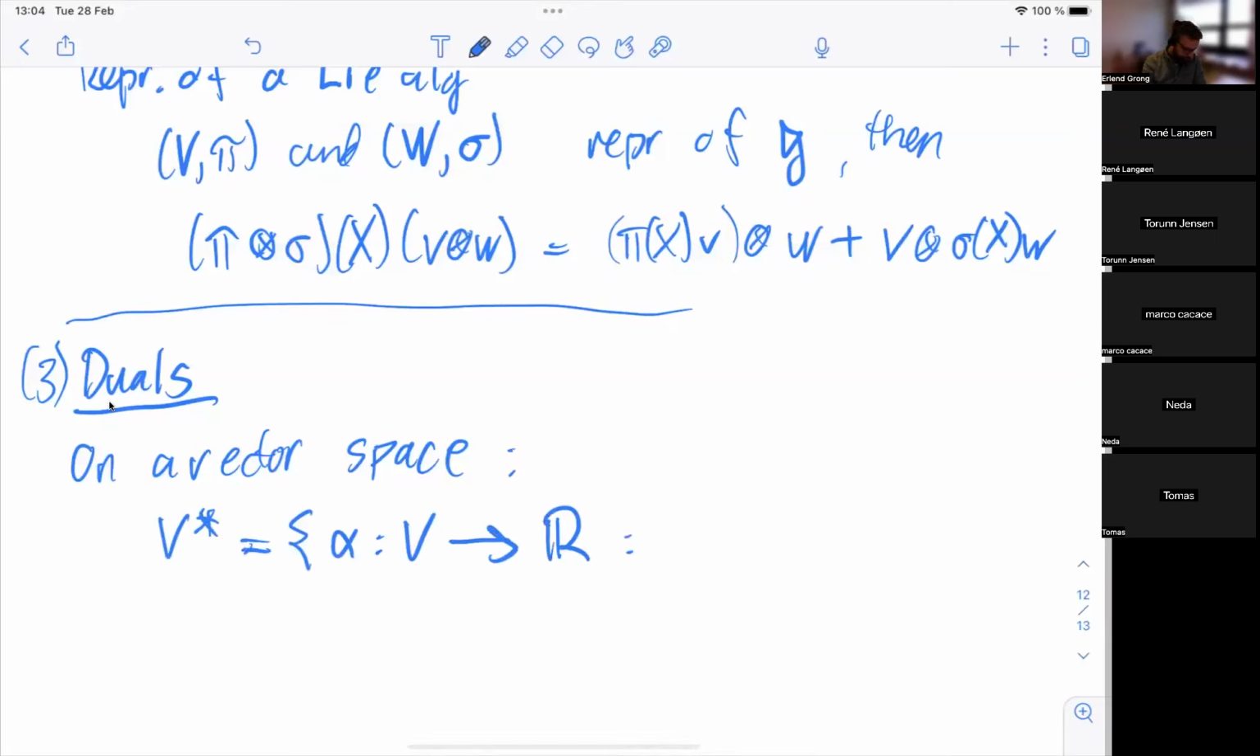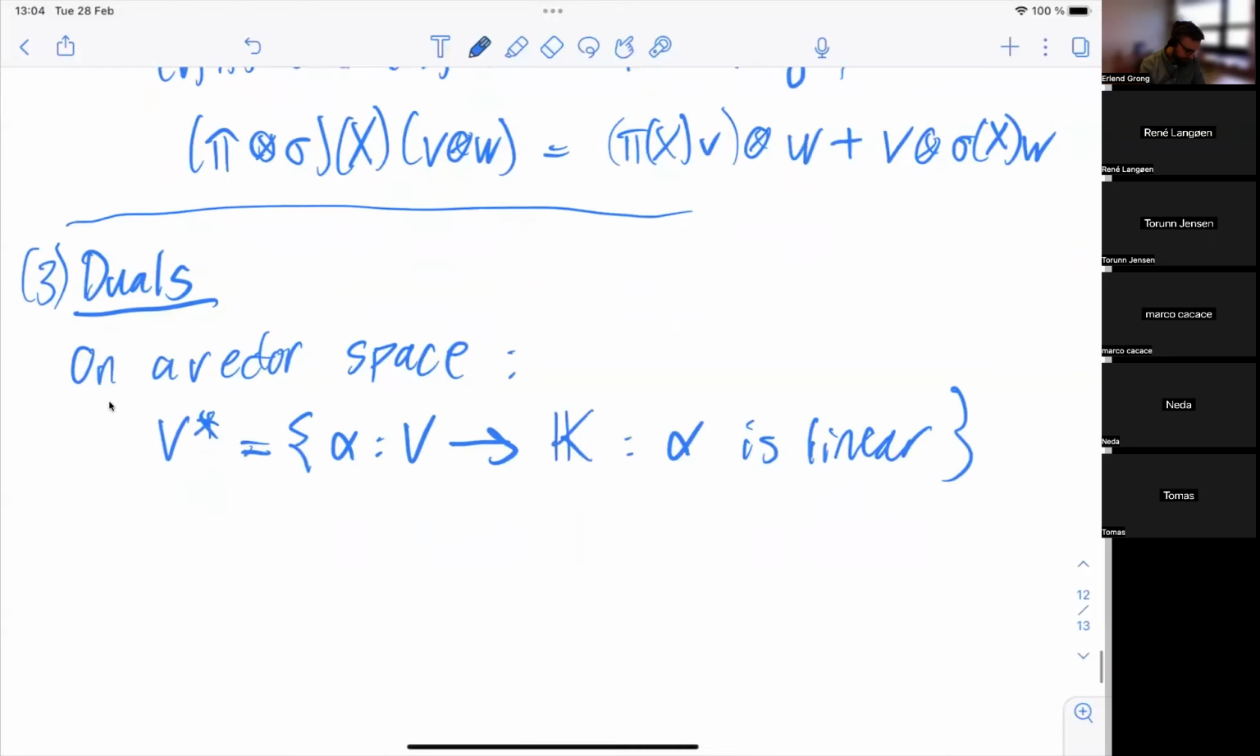the vector space to K, where alpha is linear. So the dual, which we denote by V star, consists of all such linear maps going from your vector space into your field, whatever field you have, real or complex.